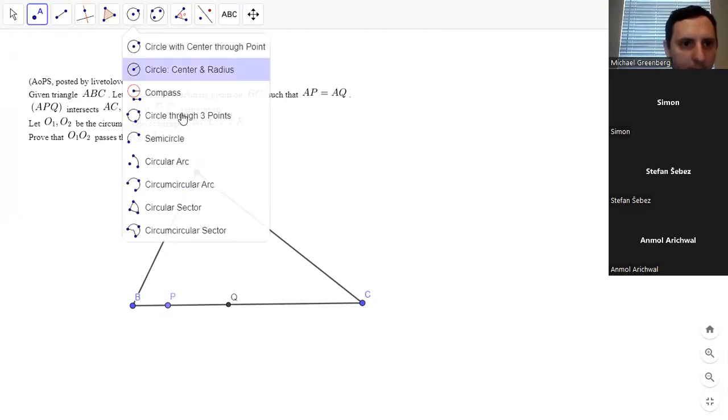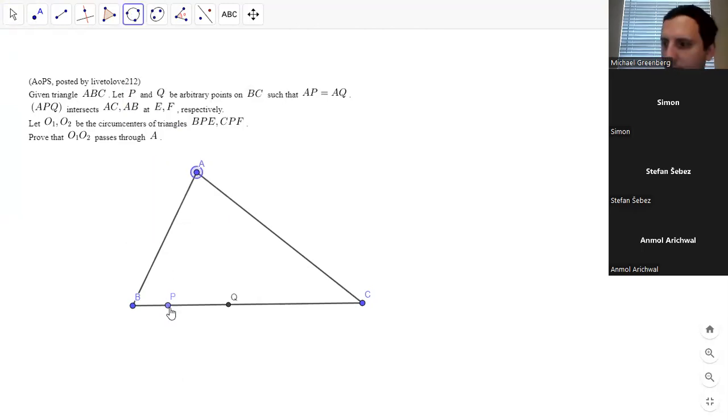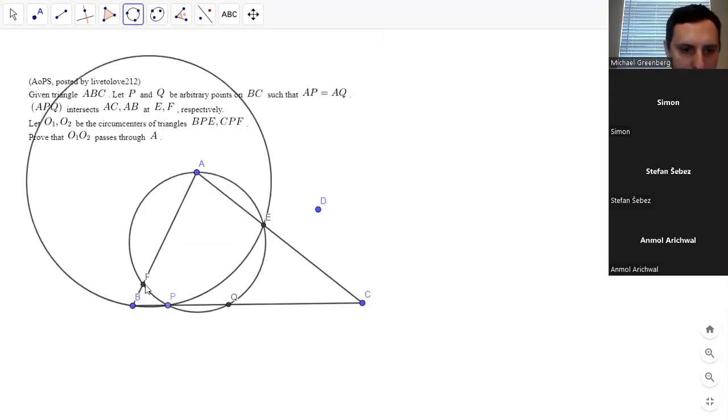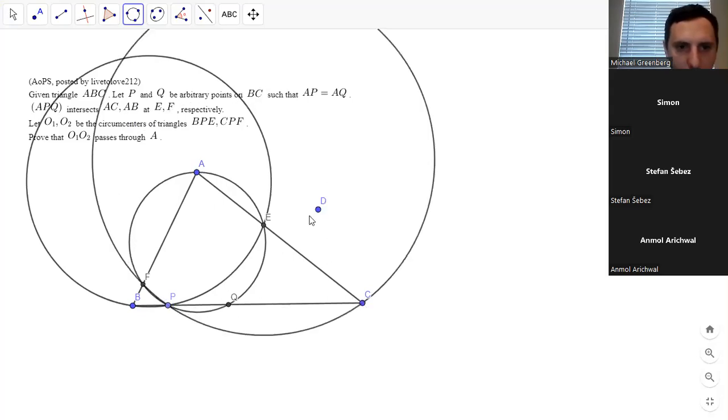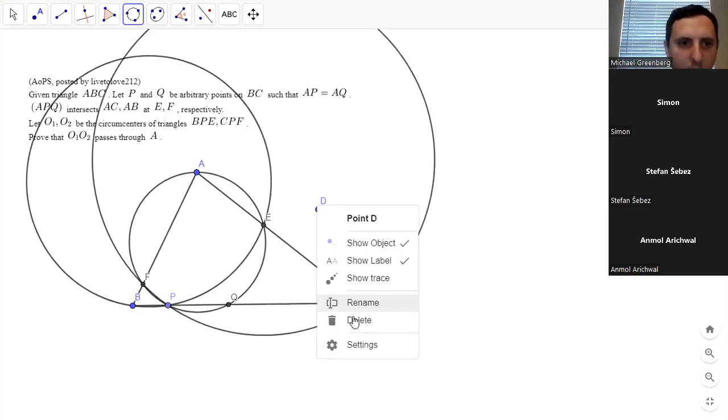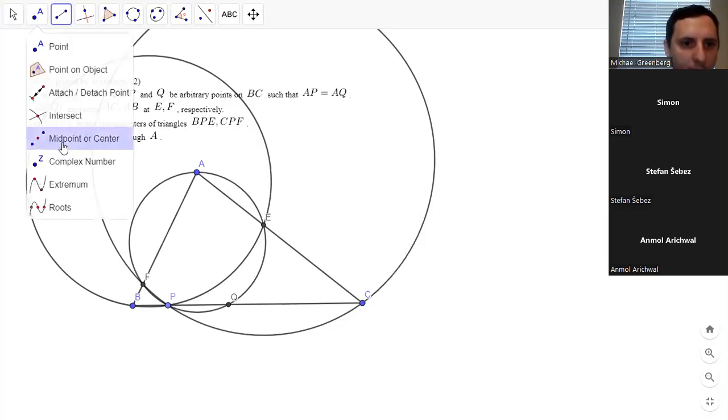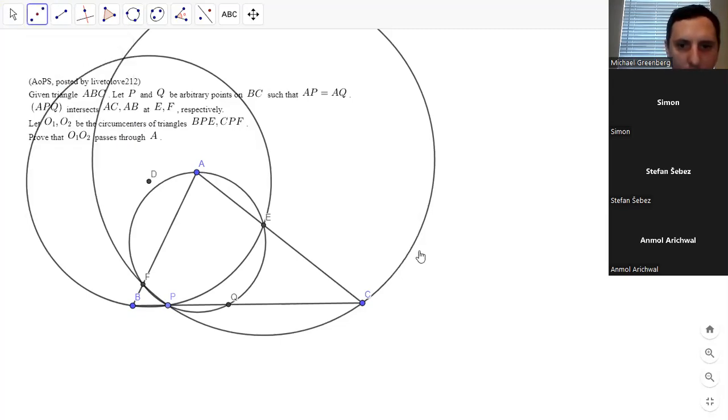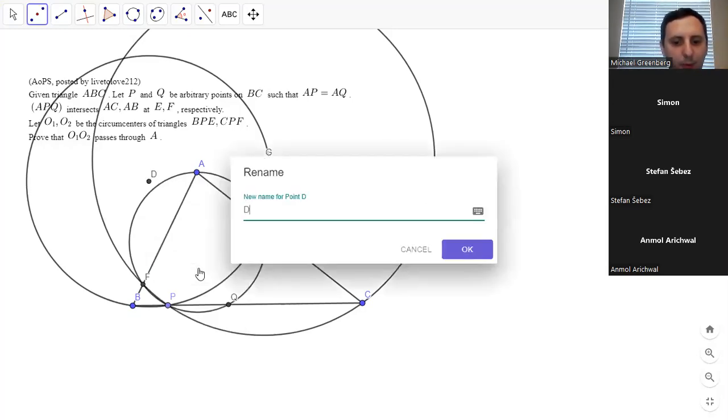The circumcircle of APQ intersects the sides at E and F. Okay, and then we draw the circumcenters of BPE and CFP. And we just want to show that O1, O2 passes through A, or A lies on O1, O2.